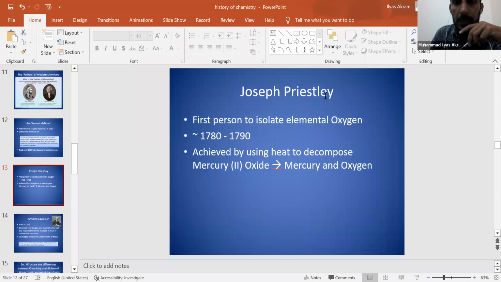Joseph Priestley was the first person to isolate elemental oxygen. He was the first scientist who extracted or isolated elemental oxygen. We know that the atmosphere contains molecular oxygen, not elemental oxygen. So he was the first scientist who isolated oxygen in the form of the oxygen element. That was in the era of 1780 to 1790, achieved by using heat to decompose mercury oxide into mercury and oxygen. That is a process conducted previously by scientists to obtain different substances such as mercury and oxygen, and he isolated the oxygen from this compound.